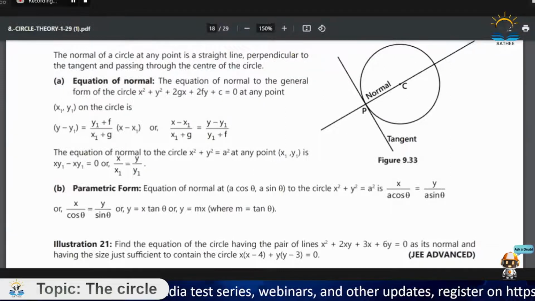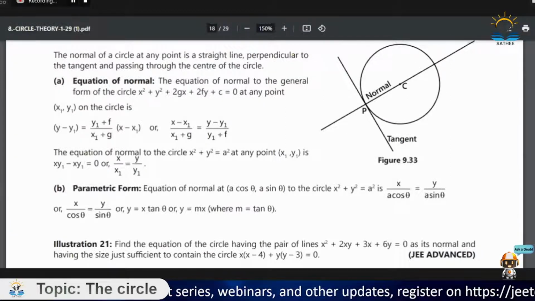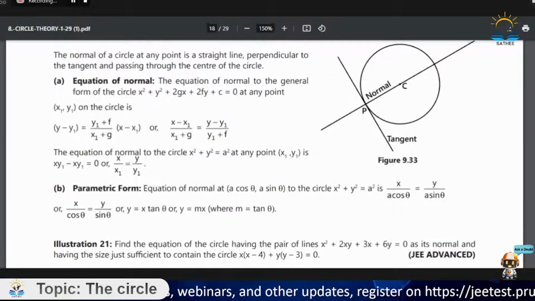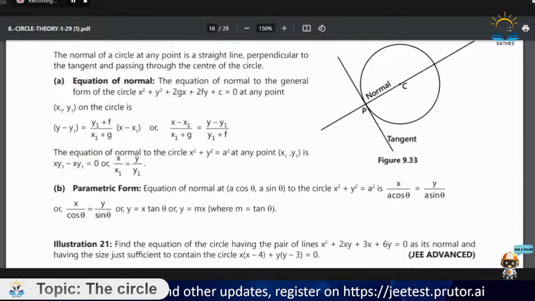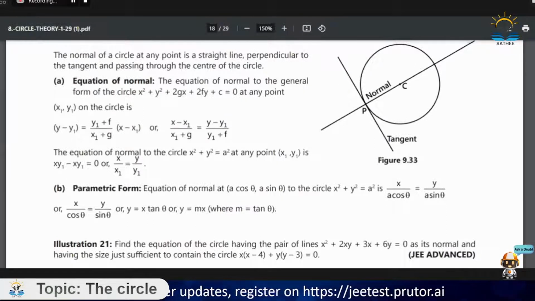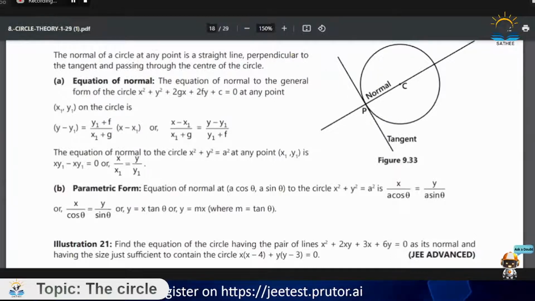Basically, we know that the center is 0 comma 0 and the slope is a sin theta upon a cos theta. So basically the slope is tan theta. So we equate it by y minus a sin theta upon x minus a cos theta is equal to tan theta. So by doing this, we get this equation.